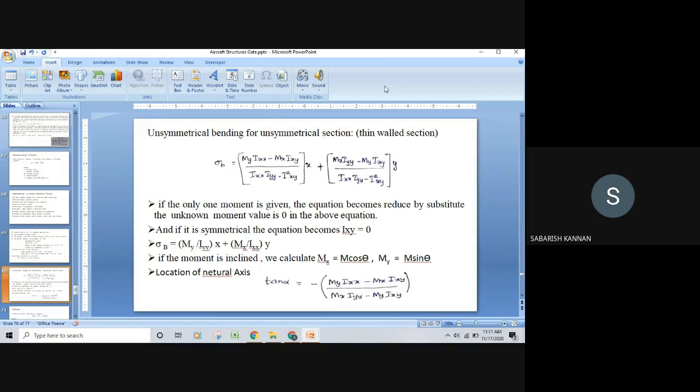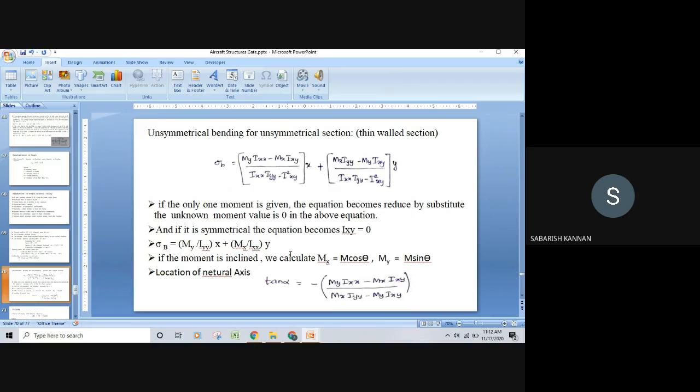Sigma b equal to My divided by Iyy into x, plus Mx divided by Ixx into y. So this is for the symmetric section. In this symmetric section also, you check the moment values. If they give only one moment value, you take that moment and the other moment becomes zero. If it is inclined, you resolve the moment: Mx equal to M cos theta, My equal to M sin theta, like that.